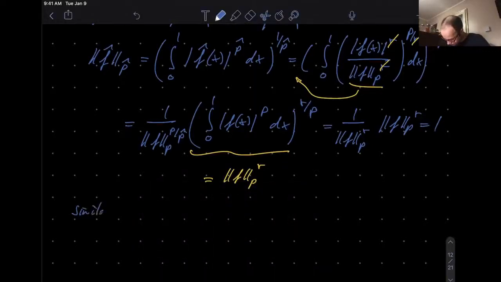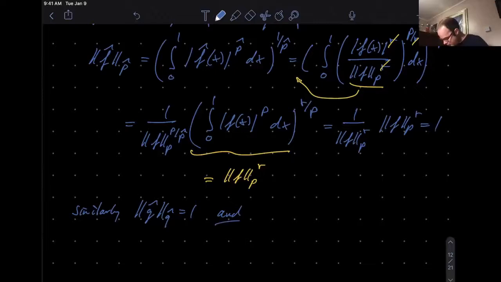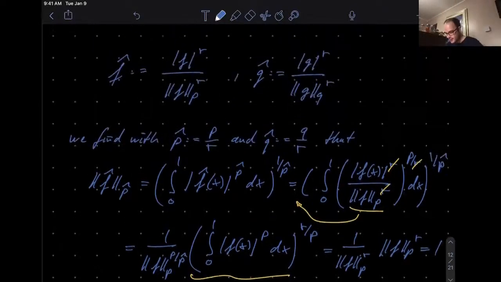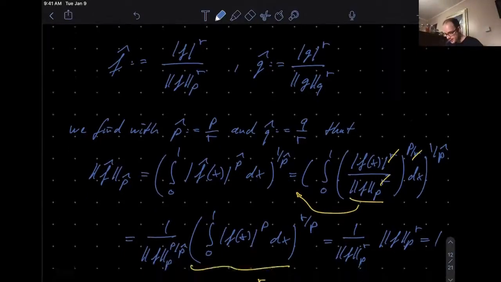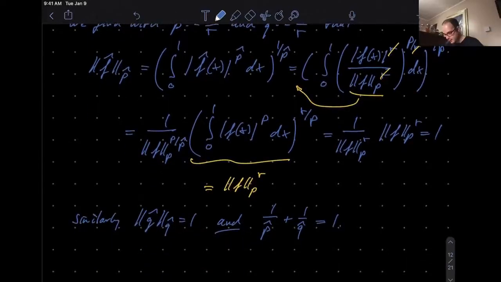Similarly, the q hat norm of g hat is equal to 1, and when you sum up 1 over p hat plus 1 over q hat, because 1 over p plus 1 over q is 1 over r, this is exactly equal to 1, right? So in other words, by using this little rescaling trick up here, you can reduce the general Hölder inequality to the special case where your function has p hat norm equal to 1, q hat norm equal to 1, and 1 over p hat plus 1 over q hat is equal to 1.